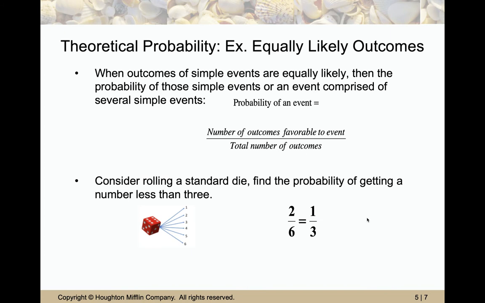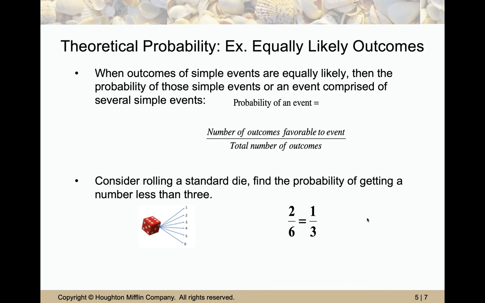Theoretical probability is probability that we get from formulas. Okay, in theory, this is what should happen. And all the theoretical probabilities are backed up by experimental probabilities done thousands of times. An example would be like equally likely outcomes, determining the probability of that. So when outcomes of simple events are equally likely, then the probability of those simple events or an event comprised of several simple events is just the probability of the event equals the number of outcomes favorable to the event over the total number of outcomes.